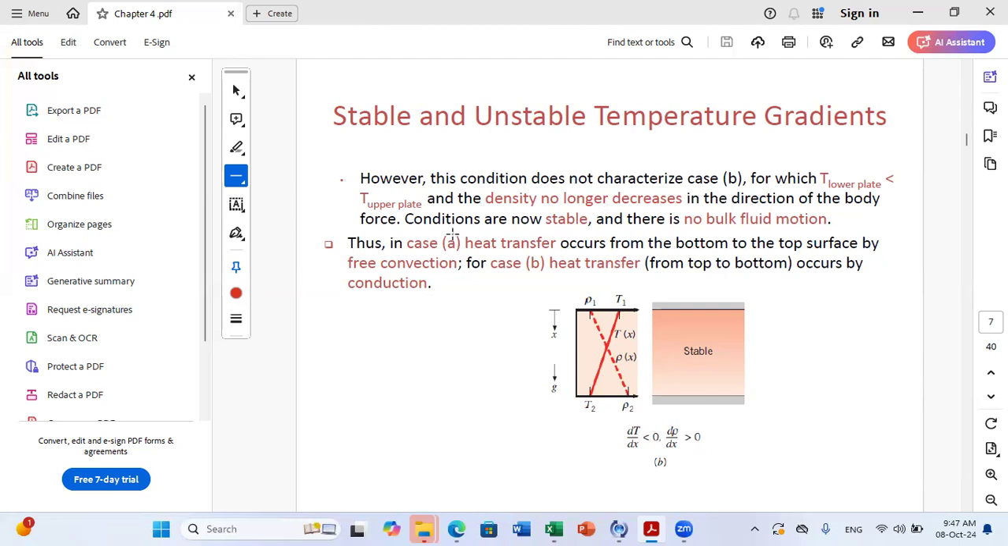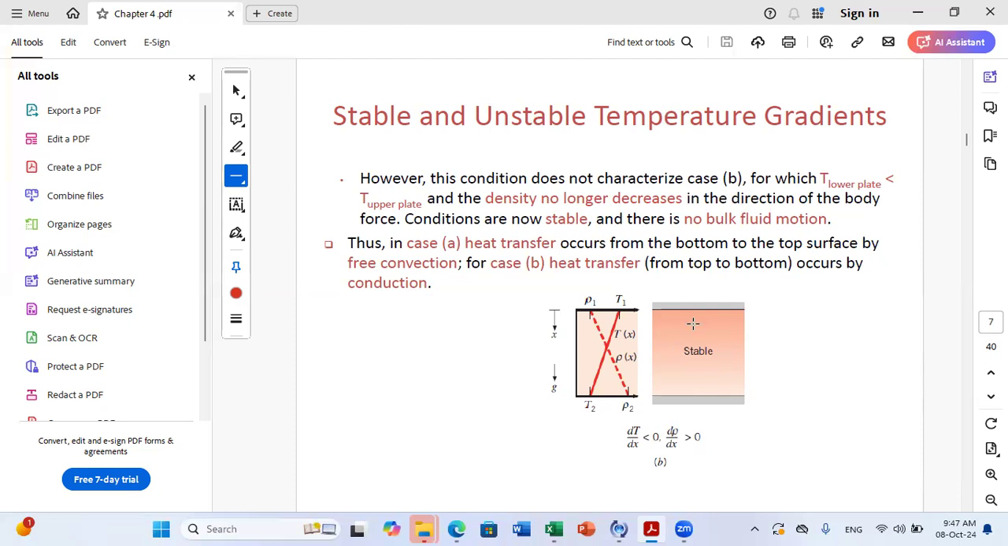So we have stability in this case. You will not have any fluid motion. Why? Because the gravity force already tends to put light molecules at the upper level and dense molecules at the lower level. So nothing will change in this case, because this is the normal scenario.